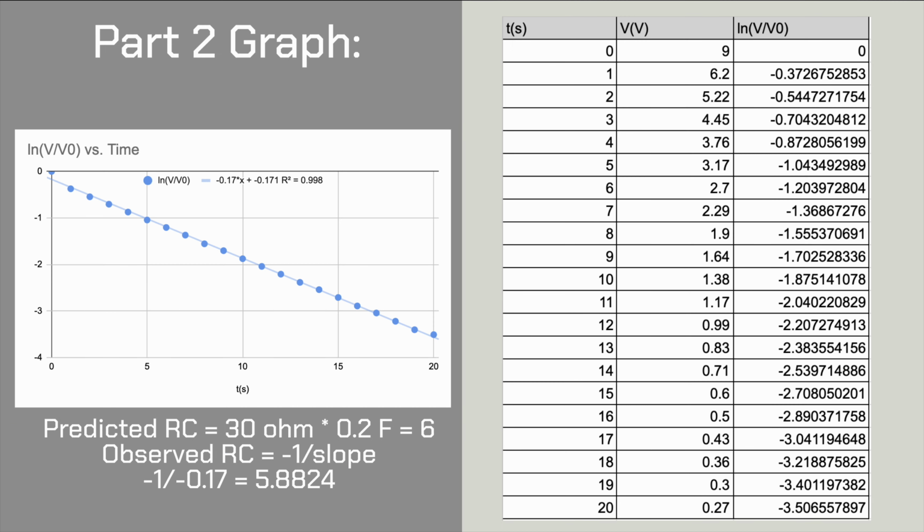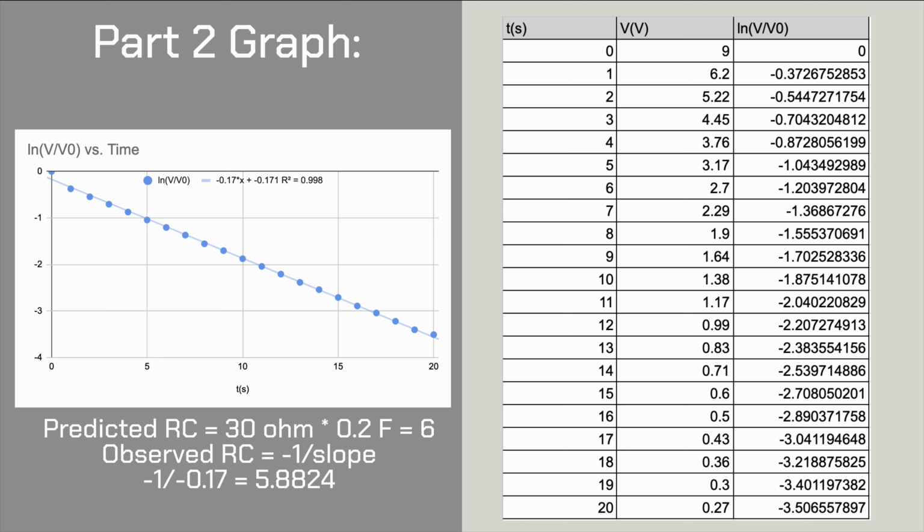Here's a graph of my results. The graph is a natural log of voltage divided by initial voltage versus time graph. I numbered the time from 0 to 20 seconds and used the voltmeter to read the voltage during each second. Then I put in a calculation for the natural log in the right column and created my graph.